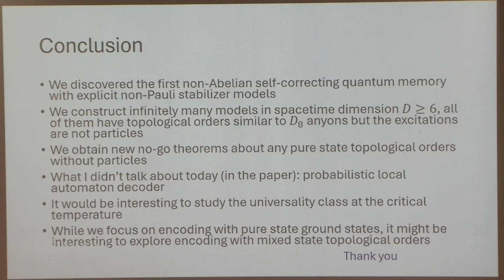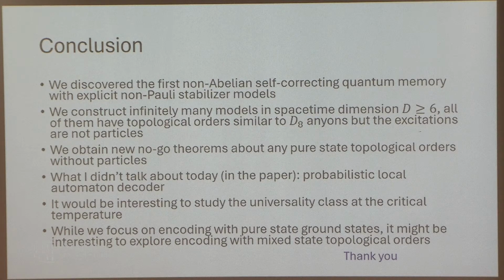Okay, so let me just wrap up. In our work, we discovered the first non-abelian self-correcting quantum memory, and this can be expressed with very explicit non-Pauli stabilizers. We also generalized the construction to infinitely many such models in all higher dimensions. And they all have similar topological orders, such as similar fusion and braiding, as the D4 anyon model.